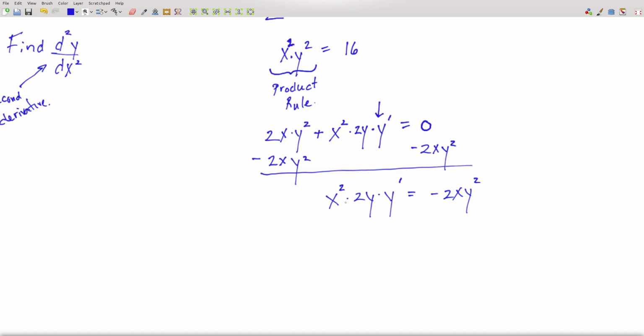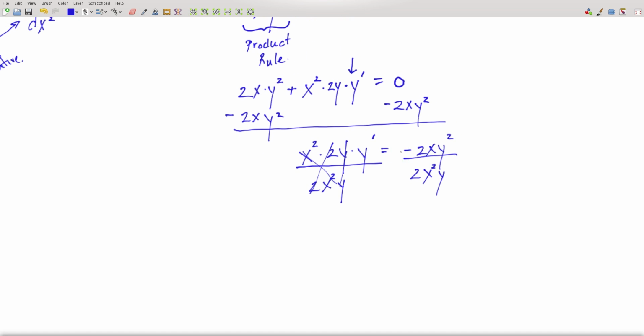Remember, we're trying to isolate this y prime. Now's the time when we can go ahead and divide. So I'm going to divide both sides by 2x squared y. Dividing both sides by 2x squared y will get rid of everything I don't want on the left-hand side. Some of this stuff cancels out, and we're left with y prime is equal to negative 2x y squared over 2x squared y.